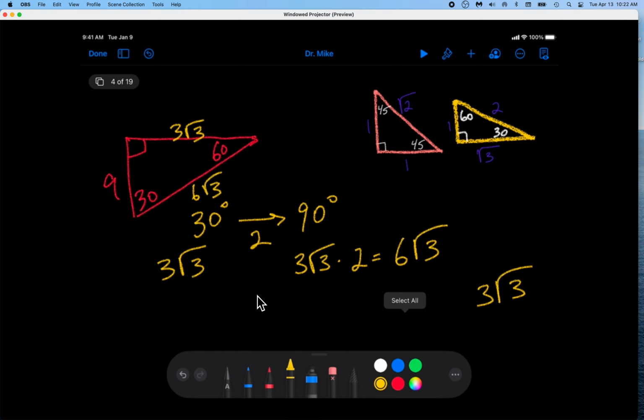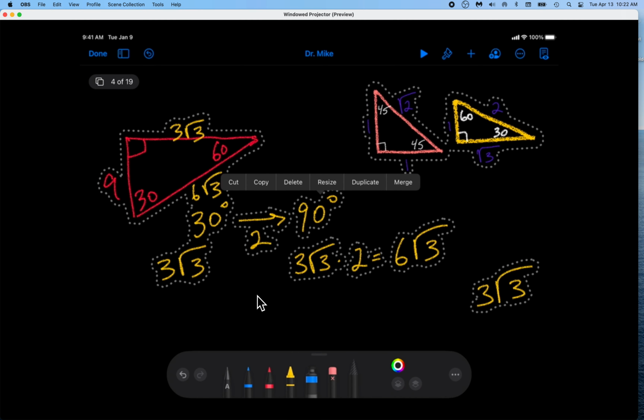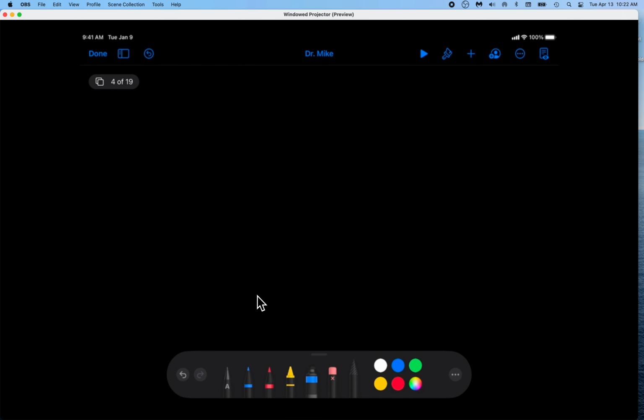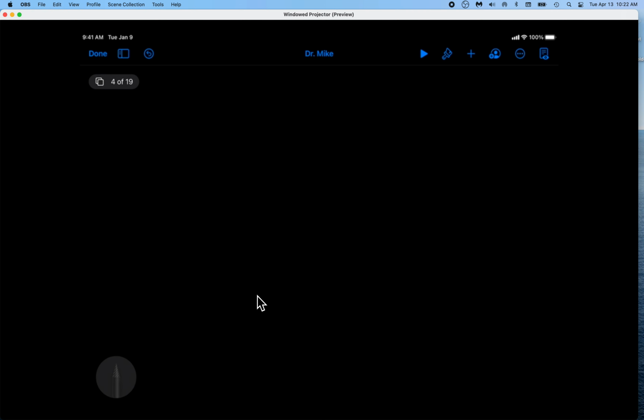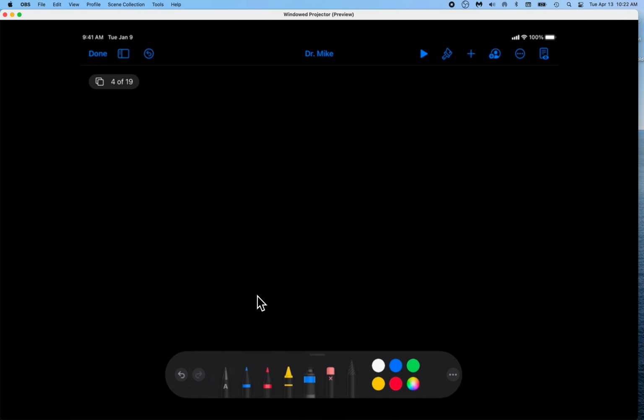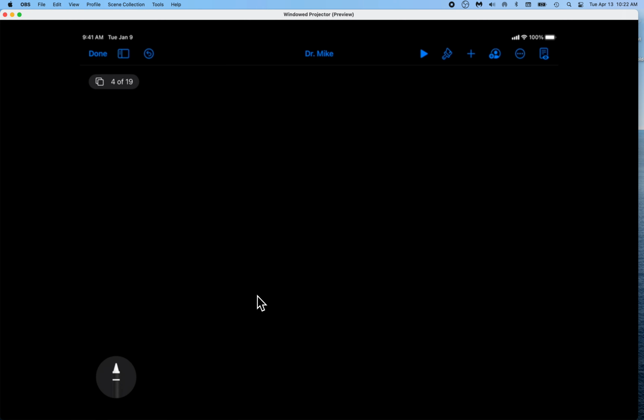Okay, time to get rid of what's in the upper right corner and try to do these problems now without the aid of that drawing. How would you handle this one?